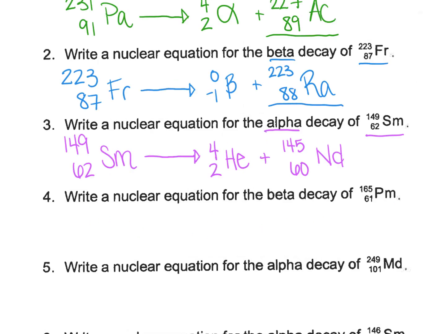Okay, number 4. We're going to write a nuclear equation for the beta decay of Pm, promethium. So again, we're just going to rewrite that symbol. And then this time, what kind of decay is happening? Beta, so you're going to produce a beta particle. And that's the same thing as an electron, so this time we're just going to use e for electron, so you can see the other way to write it.